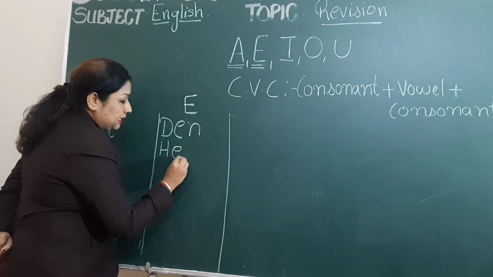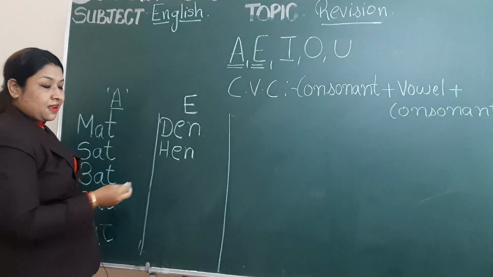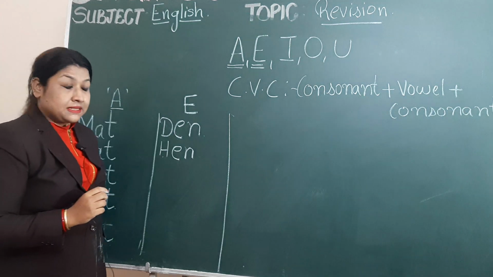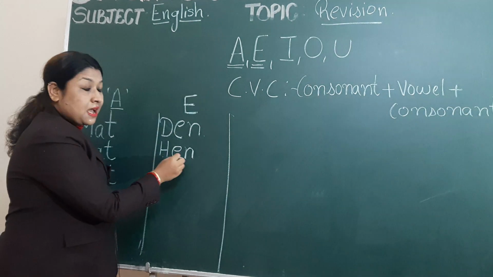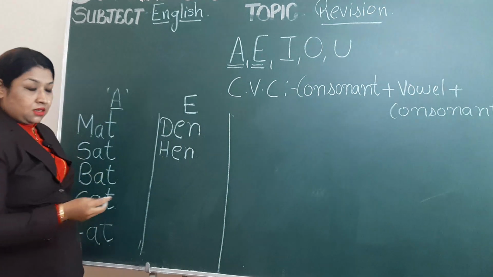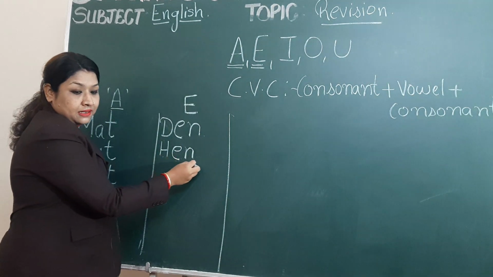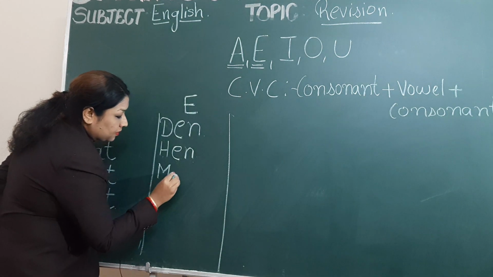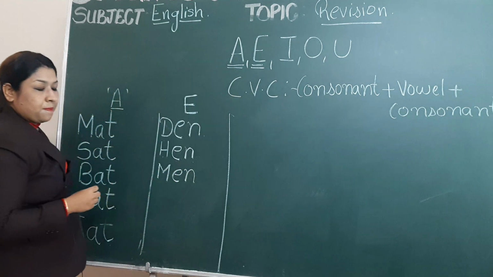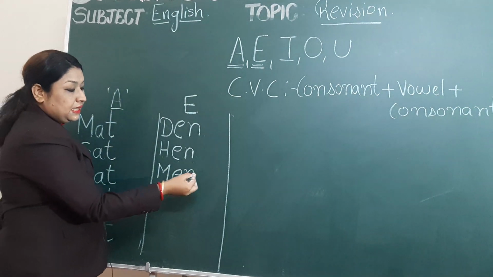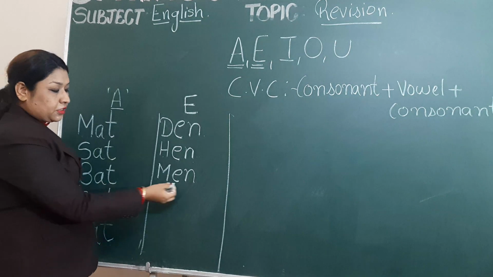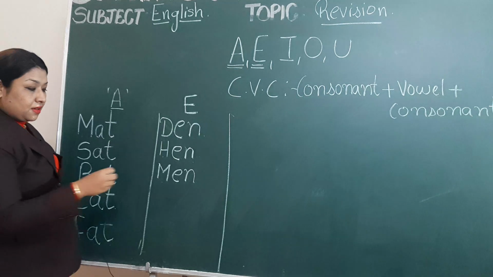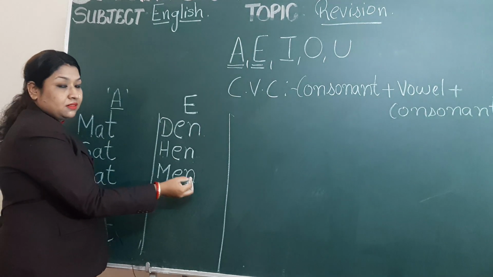H E N, hen. The phonic sound of this word is h a n, hen. M E N, men. The phonic sound of this word is m a n, men.